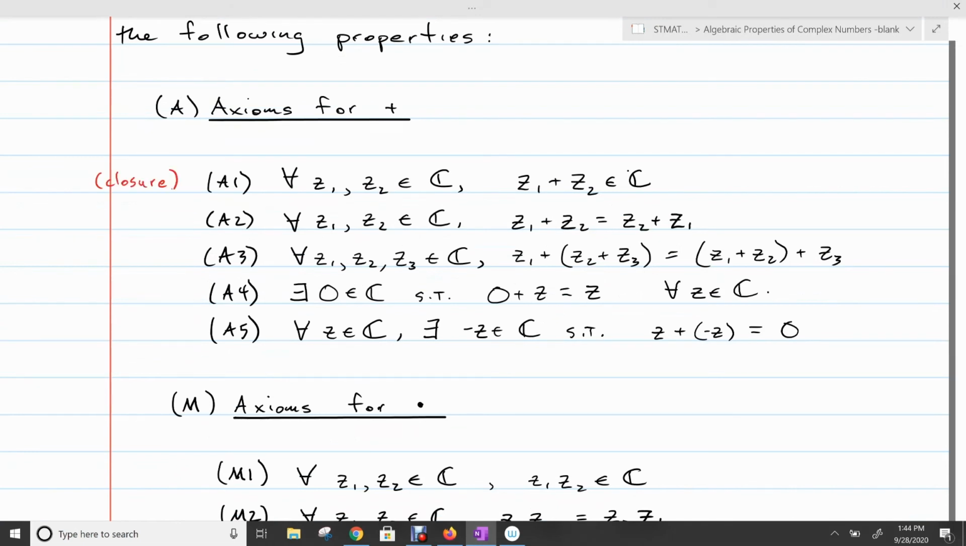The second property says that it doesn't make a difference what order you add two complex numbers in. So z1 plus z2 equals z2 plus z1. That's often called commutativity.